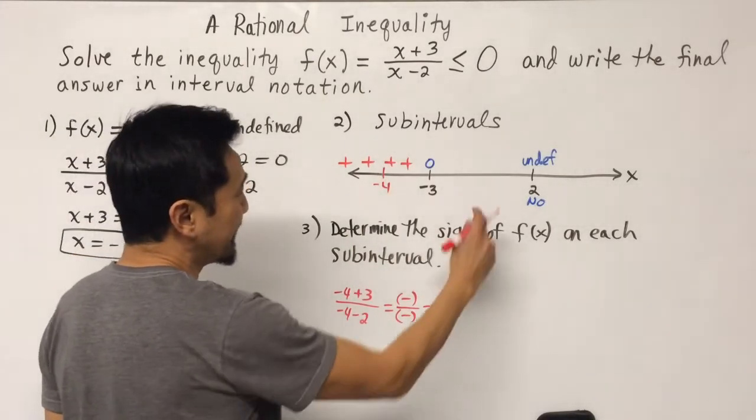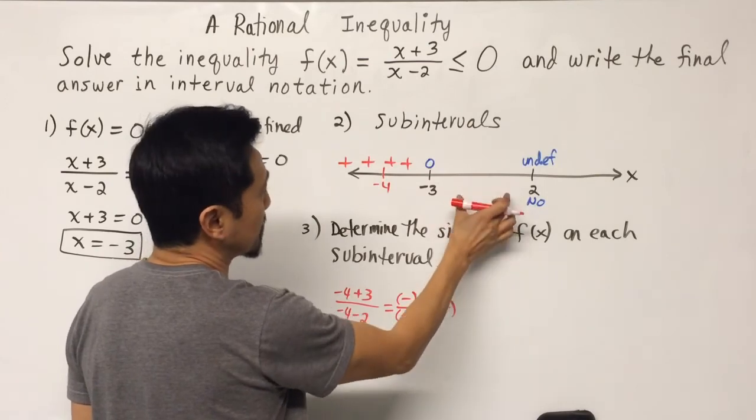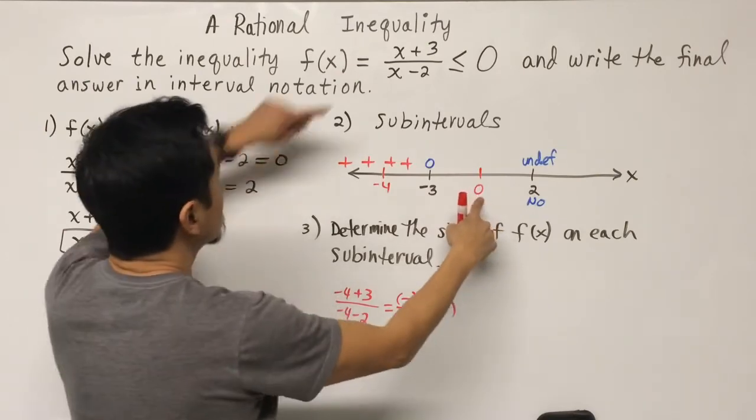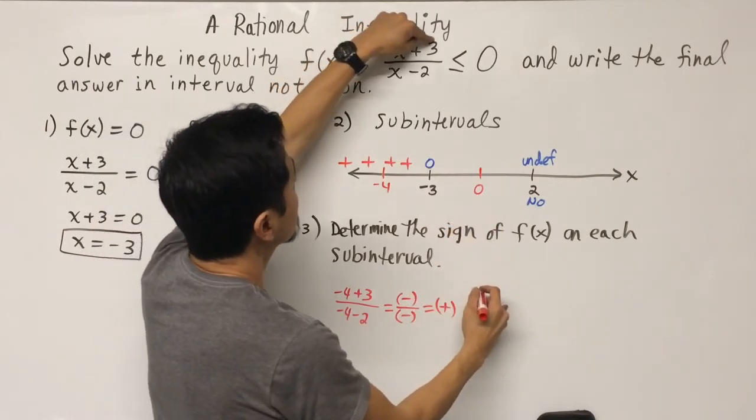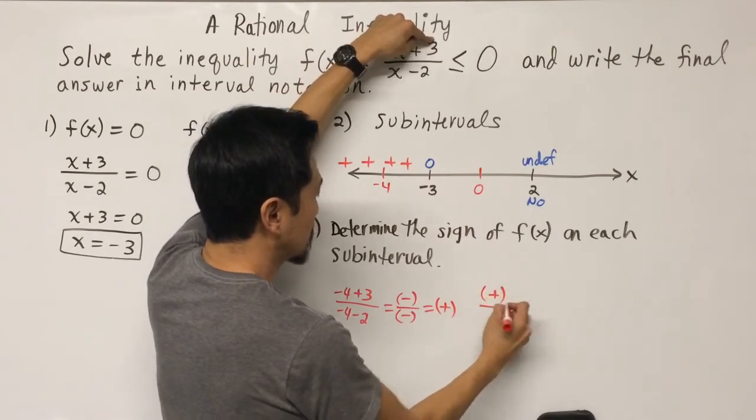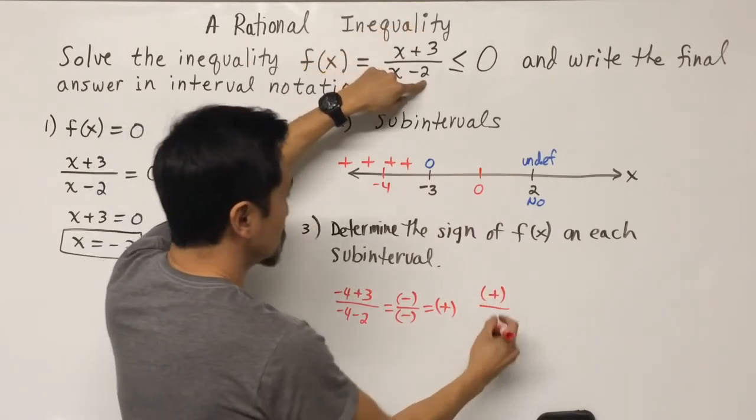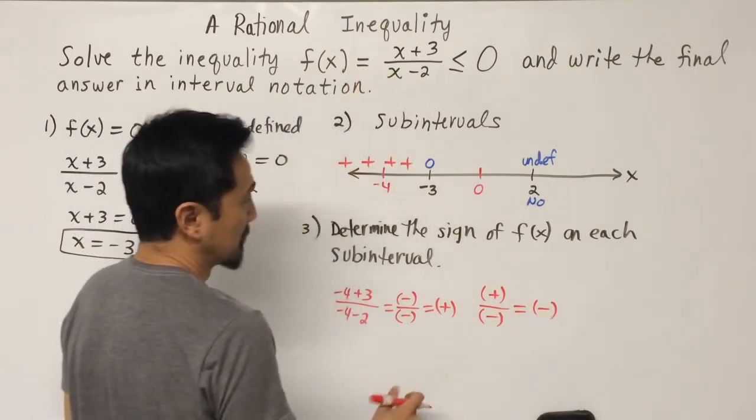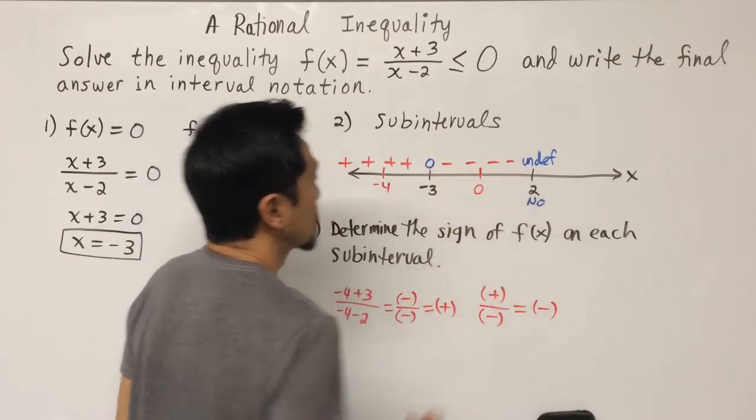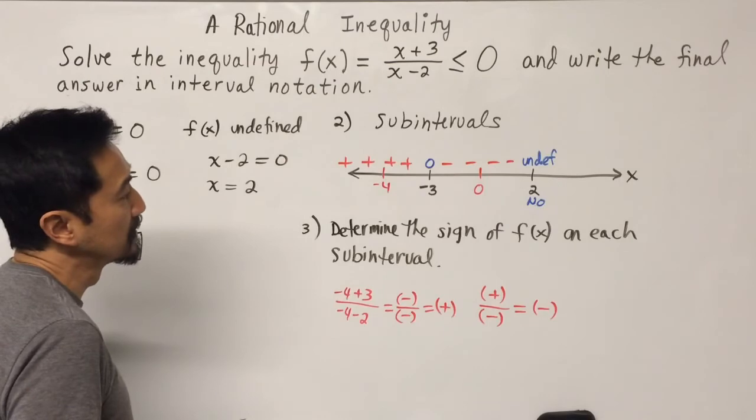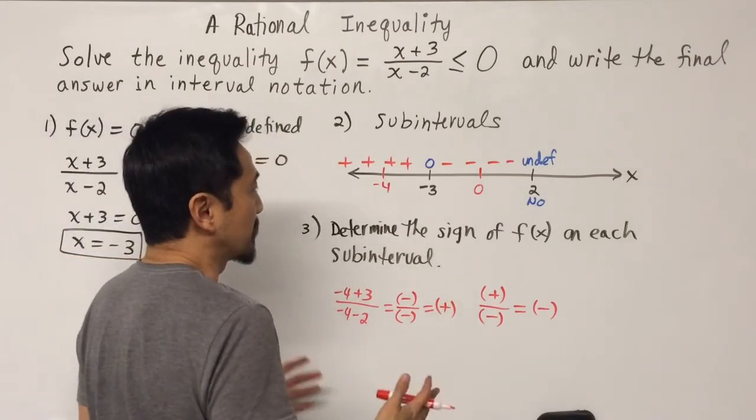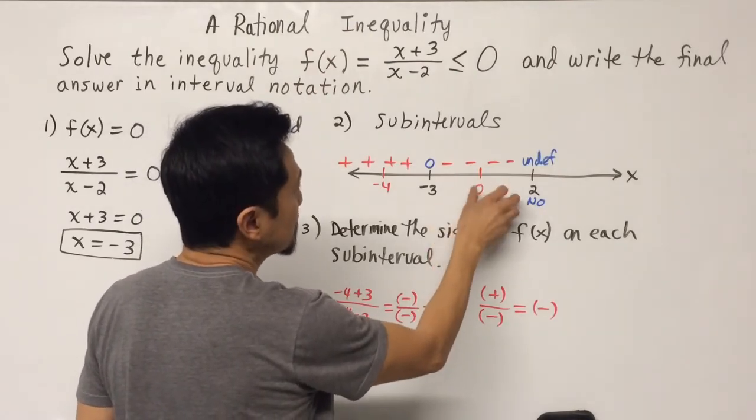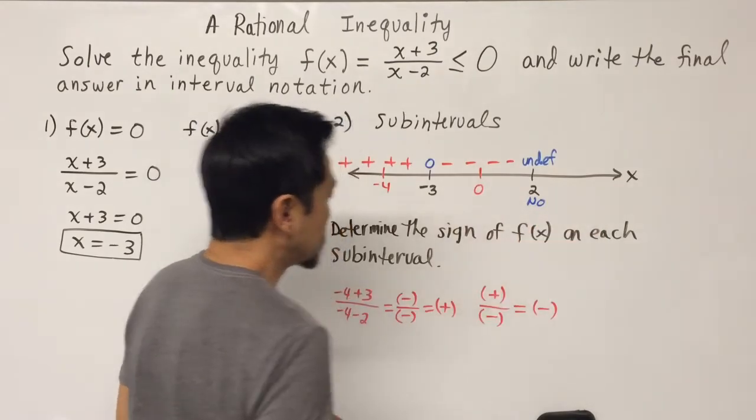Okay. Now, if I pick a test value in this subinterval, such as 0, and I plug 0 into the function, I get 0 plus 3, which is a positive 3. Okay. 0 minus 2 is a negative 2. And so that will produce a negative y value. And therefore my function is taking on negative y values, okay? And that means that if you were to actually make the graph of f of x, the graph would lie entirely underneath the x-axis, right?